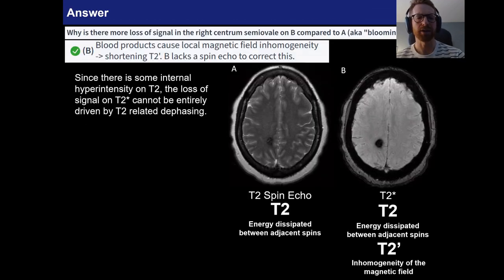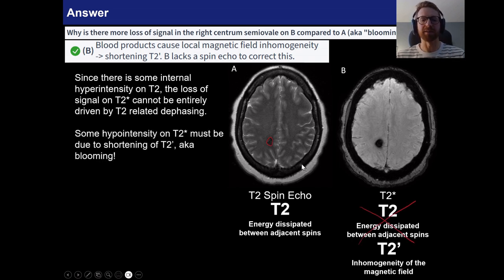So let's go over the answer to this question. This is basically the same case that I just went over, so we'll go quickly through it. So we see hypointensity on this T2 star weighted image. That could be due to shortening of T2 or shortening of T2 prime. In order to confirm that it's blooming, or not aka, it's specifically due to shortening of T2 prime, we look at the corresponding location on a T2 spin echo image. If there's bright signal in there, that tells us that it wasn't due to shortening of T2, it had to be due to shortening of T2 prime, and that's blooming.